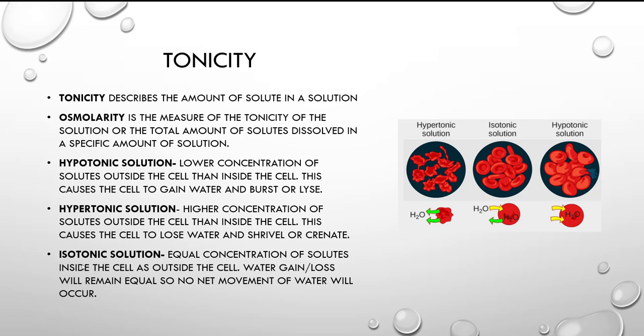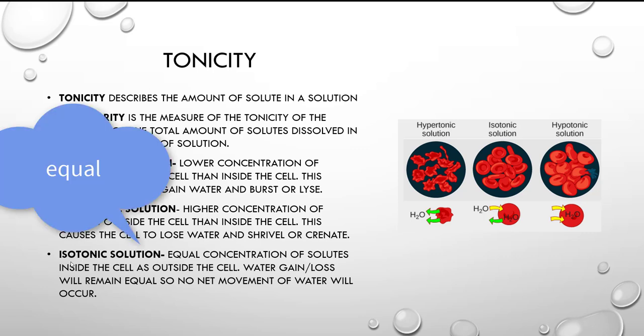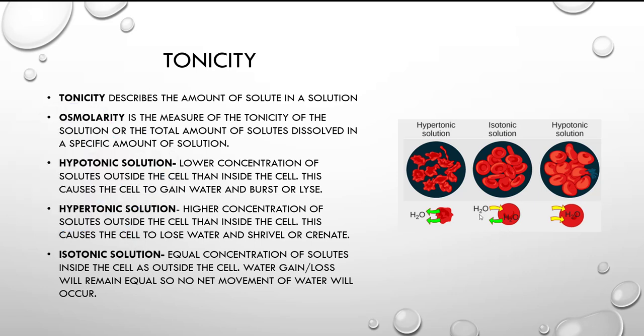And then finally, iso, think equal. So equal concentrations of solute inside the cell as outside the cell. And in this case, since it's equal concentrations of solute, it'll be equal concentrations of water. That doesn't mean that the water stops moving. It will still move, but it'll just move at an equal concentration. So that means there's no net gain or loss of water. So this means we have happy cells. Isotonic would be what the cell wants to be in for our animal cells.